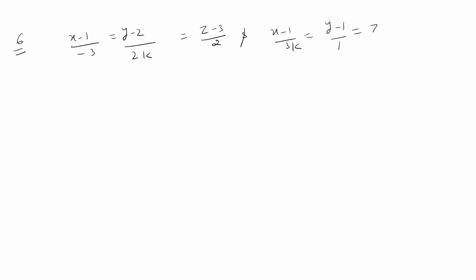Okay, question number 6 says that if the lines x minus 1 upon minus 3, y minus 2 upon 2k is equal to z minus 3 upon 2, and the line x minus 1 upon 3k, y minus 1 upon 1 equal to z minus 6 upon minus 5 are perpendicular, then find k.